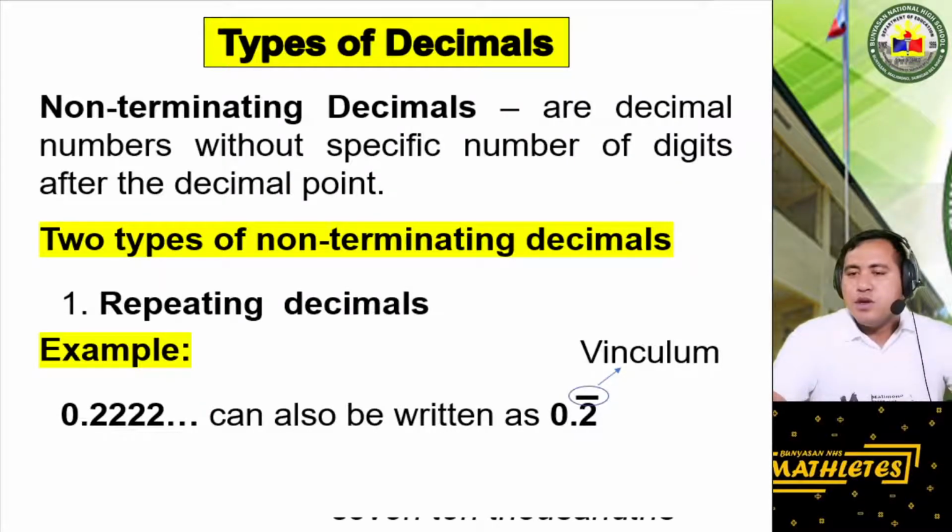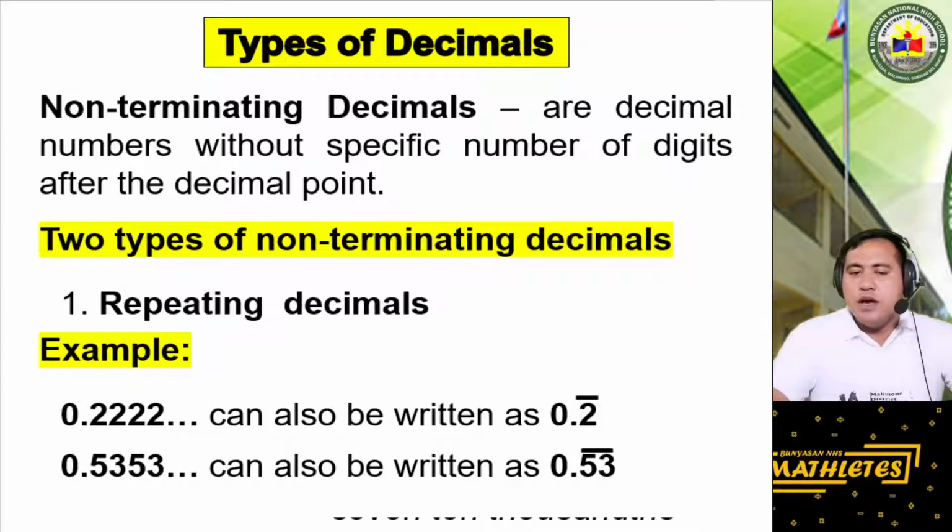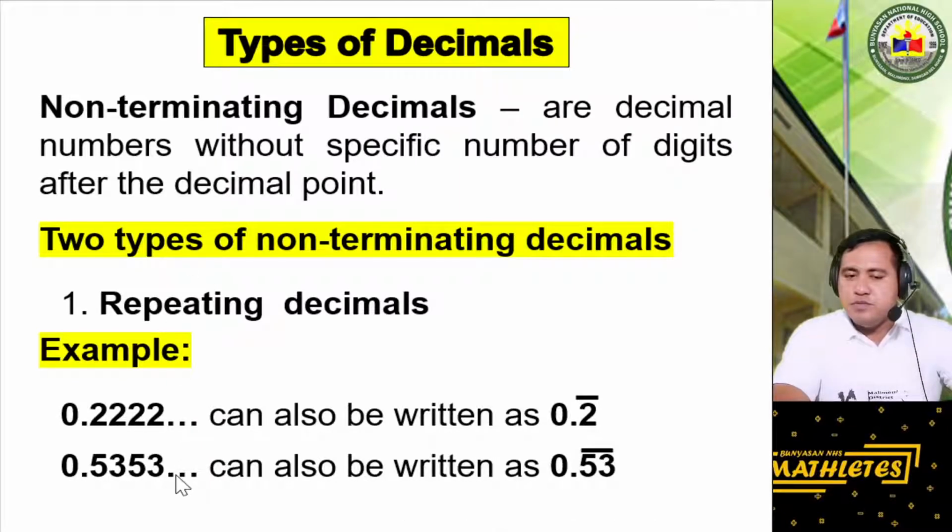Okay? So another example is 0.5353. Ang nagbalik-balik ana 53. So can also be written as 0.53 with a bar. Si 53 ang gibagitan sa babaw. That means 53 ang nagbalik-balik. Pasabot, ang sumpay ana puro 53. 5 and 3. Okay?